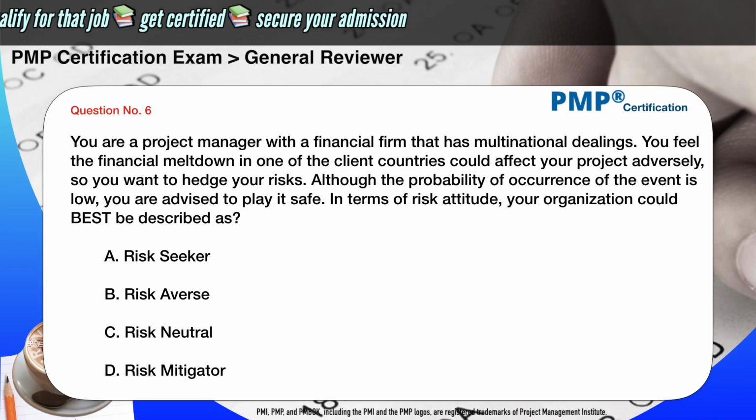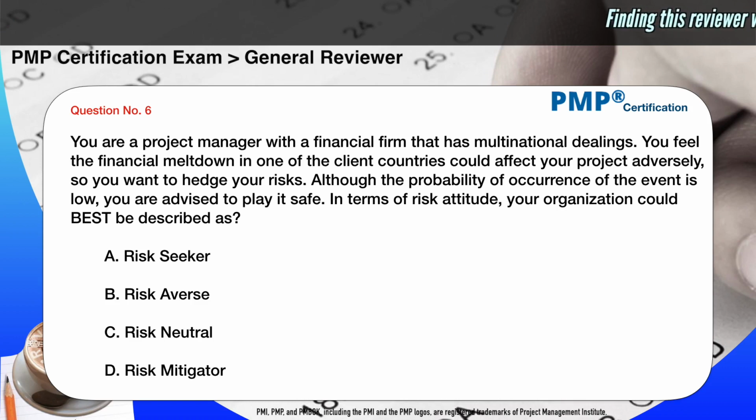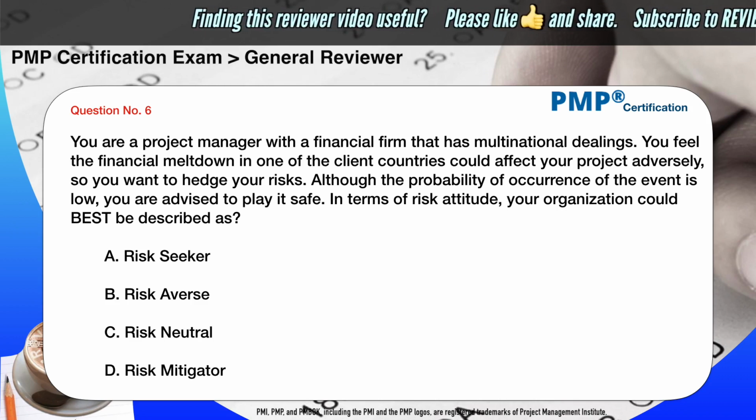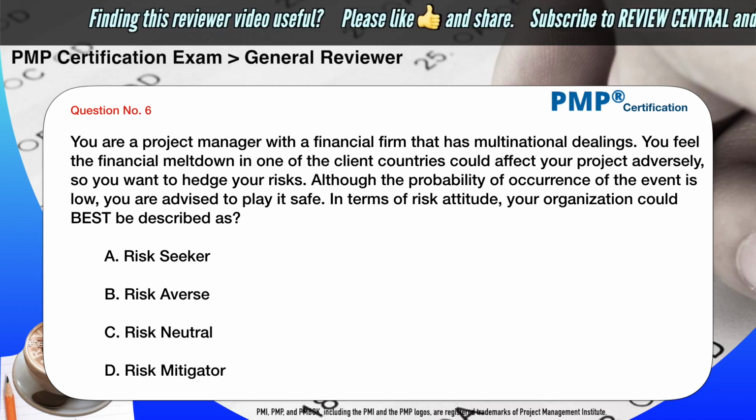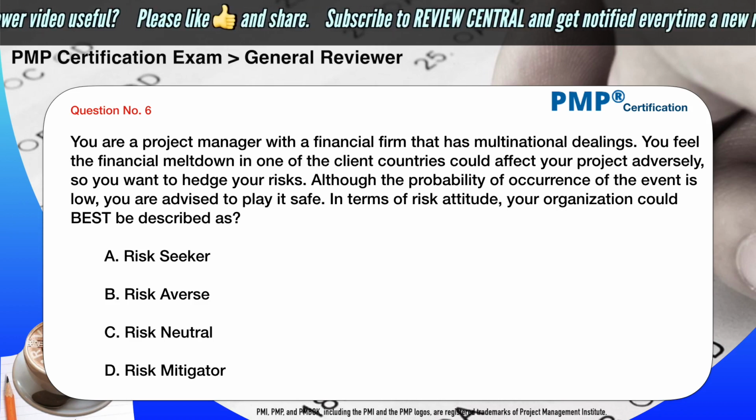You are a project manager with a financial firm that has multinational dealings. You feel the financial meltdown in one of the client countries could affect your project adversely, so you want to hedge your risks. Although the probability of occurrence of the event is low, you are advised to play it safe. In terms of risk attitude, your organization could best be described as A. Risk seeker, B. Risk averse, C. Risk neutral, D. Risk mitigator.